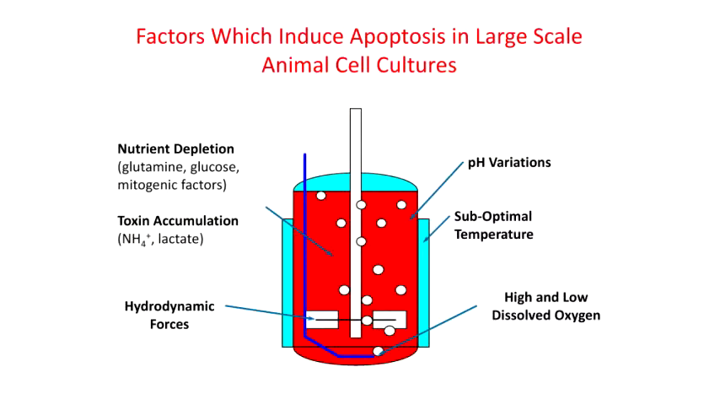And we went to the bioreactor, we took cells from the bioreactor, and we wanted at that time to understand how cells die. So we looked at the different factors that induce apoptosis, and we found that the most important are nutrient depletion, toxic accumulation, hydrodynamic damage, pH variation, suboptimal temperature, and high and low dissolved oxygen.